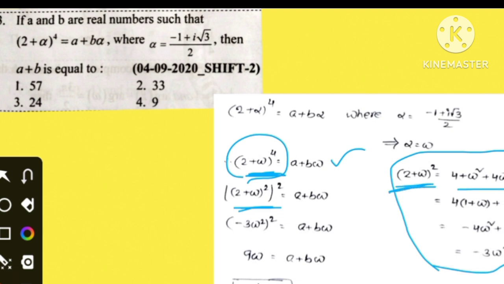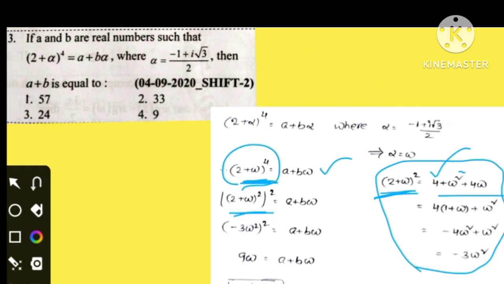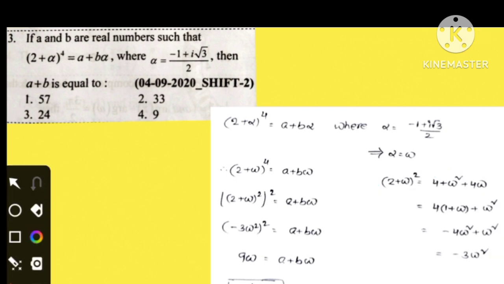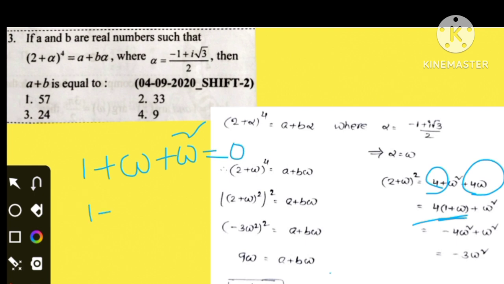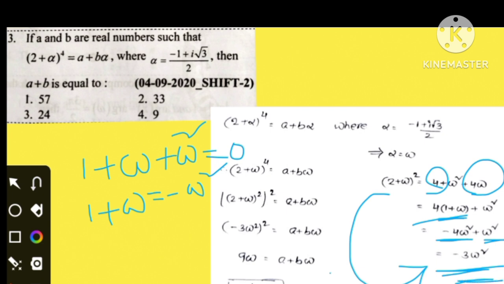Expand this one, (a plus b) whole square: a square plus b square, so 4 plus omega square plus 2ab, so 4 omega. Now take 4 common from the first and last terms here: 4 plus 4 omega. Take 4 common, that is 4 into (1 plus omega). But what is the 1 plus omega value? Already we know that 1 plus omega plus omega square is equal to 0, which means 1 plus omega is minus omega square. So that is 4 into minus omega square plus omega square, which is minus 3 omega square. So this is nothing but the value of (2 plus omega) whole square.